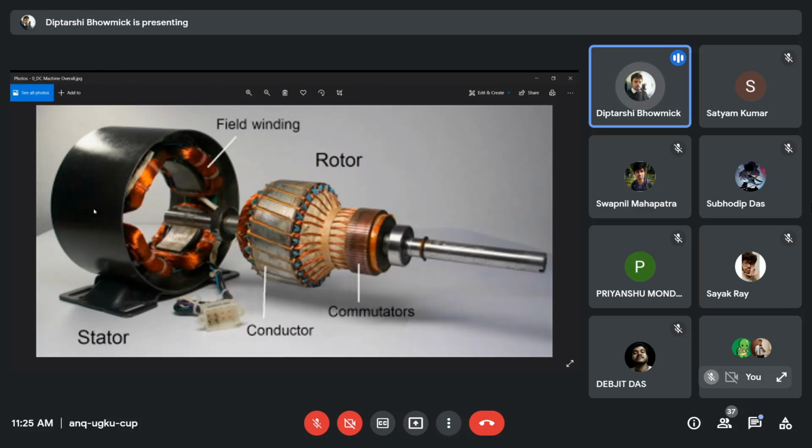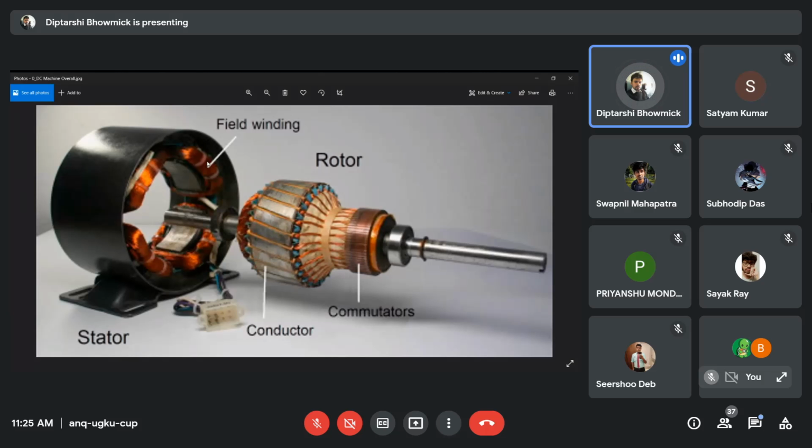And in the stator, there are the field windings. Clear? So in the stator, there are the field windings. You can see the marking over here that these are the field windings. These arc-like structures are the poles. Clear? And across the poles, there are the field windings.